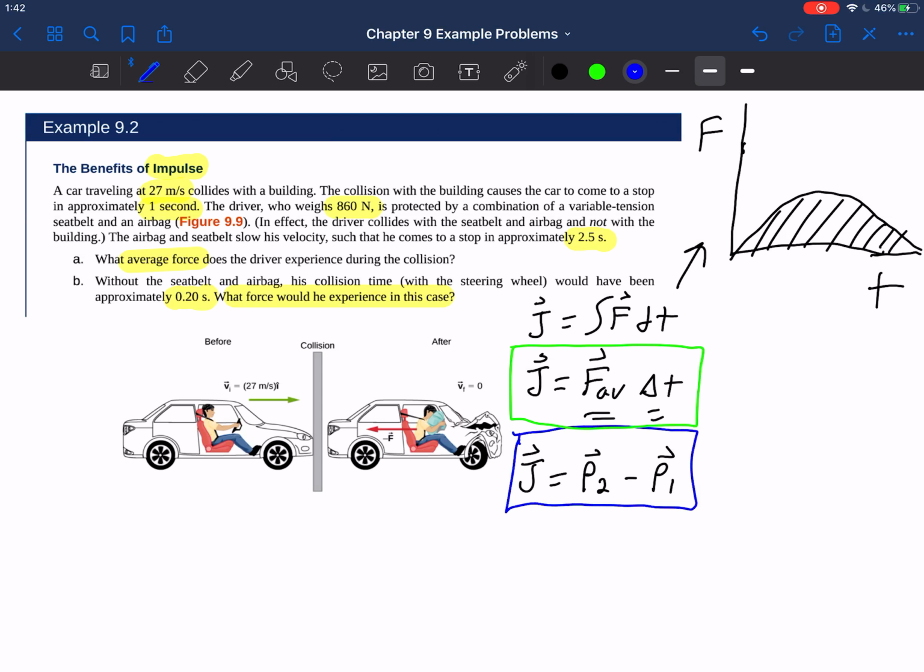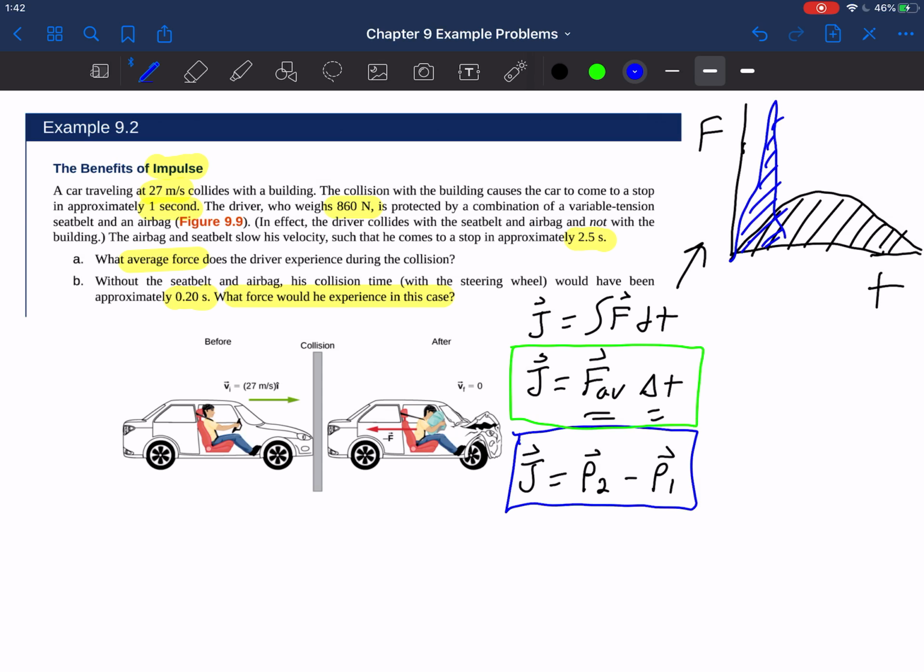So now I have to draw a line that has the same area in a much shorter period of time, so I end up getting something like this: some very large force applied over some very short period of time. Both of these curves could have the same area, they have the same impulse, but the blue curve has a much larger force. And so that's what we want to avoid by having seatbelts and airbags, which extend the amount of time in which a collision occurs.